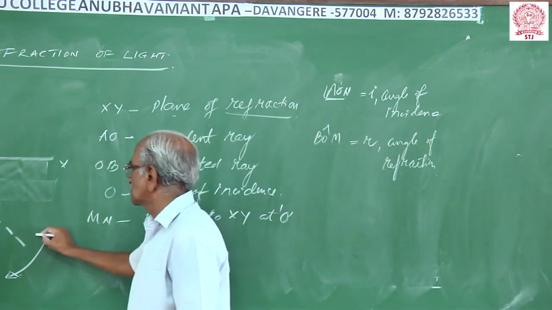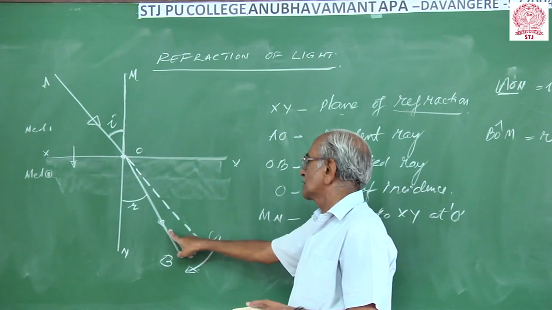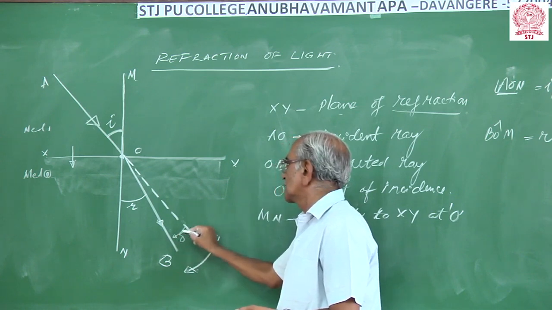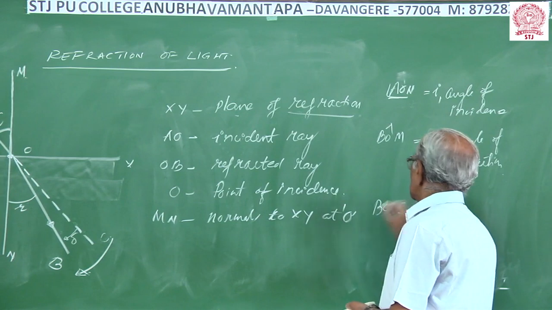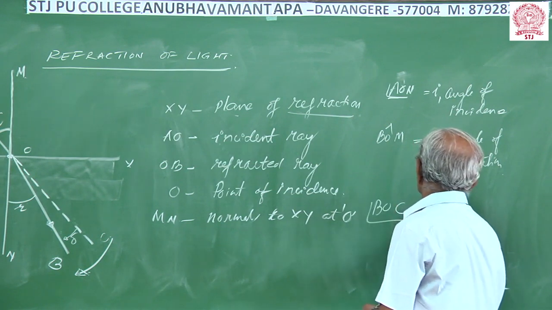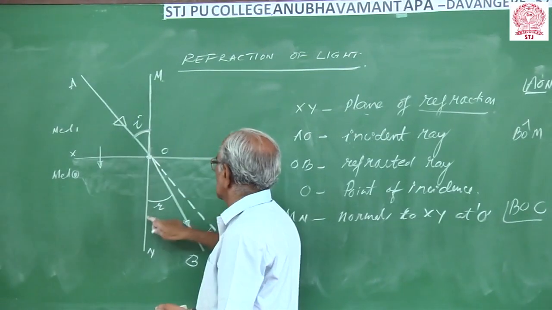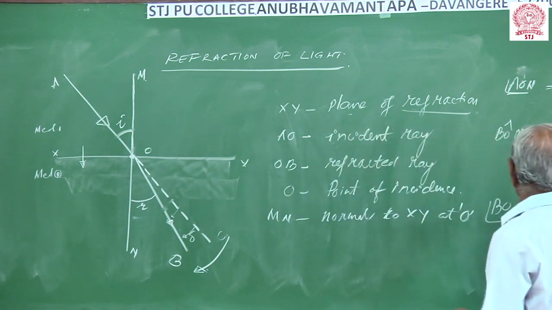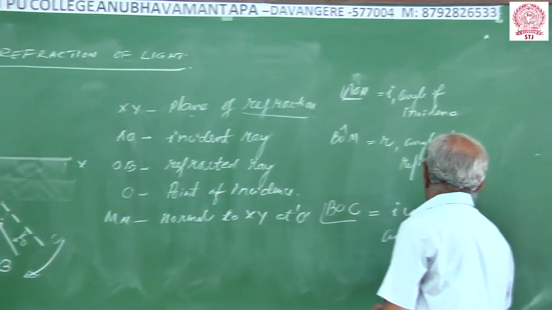Notice this. This is the incident ray direction, and this is the refracted ray direction. The directions are different. They make an angle between them. This is the deviation. We will denote it by an angle: the angle between the incident ray produced, AO produced to C, and the refracted ray OB. This angle is the difference between these two angles. In this case, this is also I, because of vertically opposite angles, and therefore this much is I minus R. In general, it is the difference of I and R, the angle of deviation.